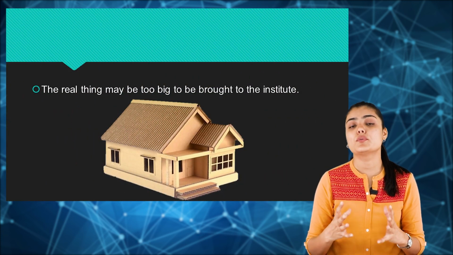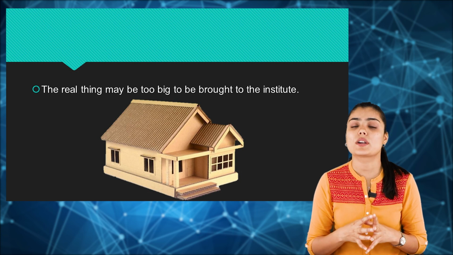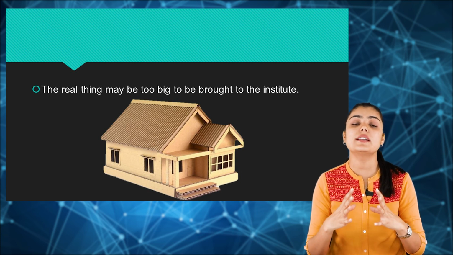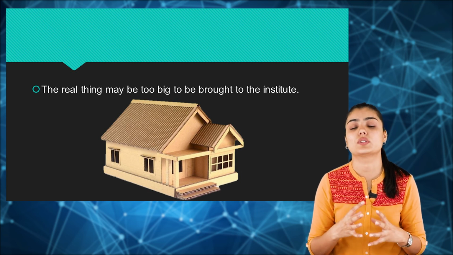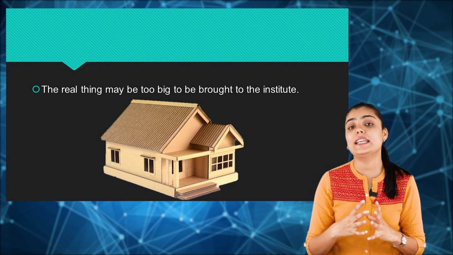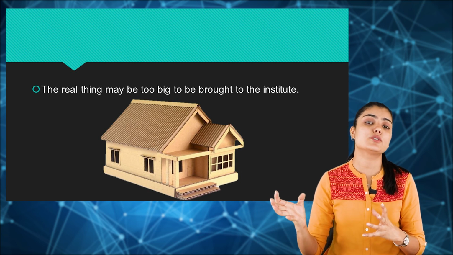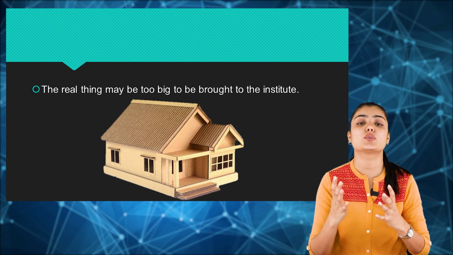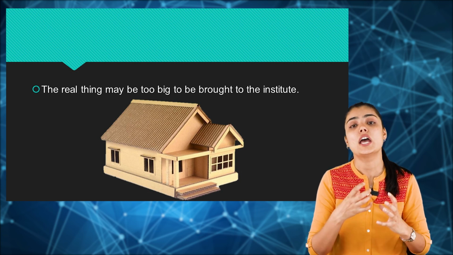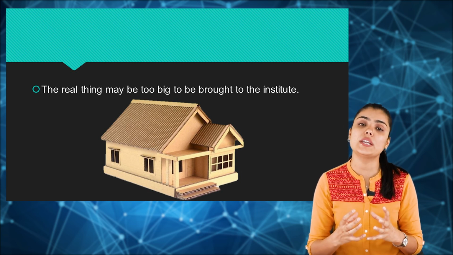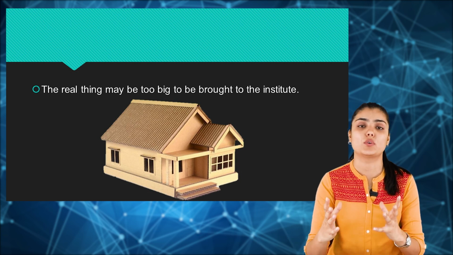The second reason why a model can be used is because the real object is too large to be brought to the organization or to the classroom. When the real objects are very large, and the teacher is not able to bring the object to the classroom to show it to her students, the teacher can use a model to give a realistic and concrete idea about the particular object to her students.